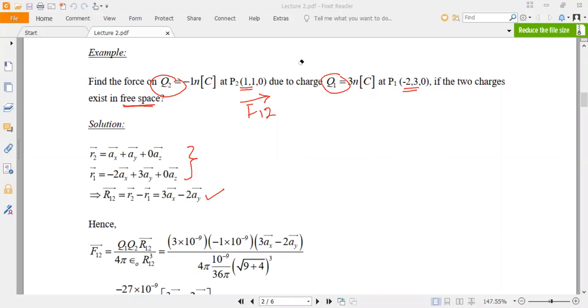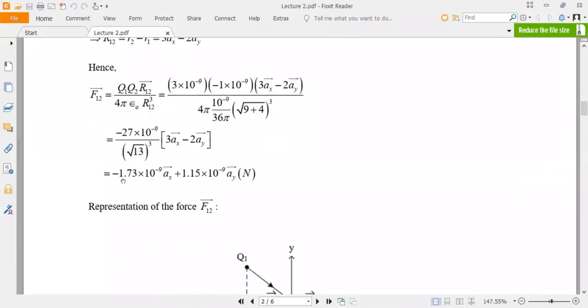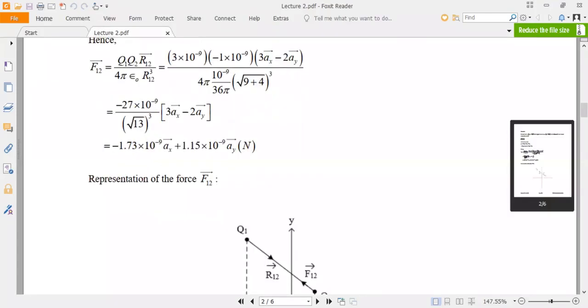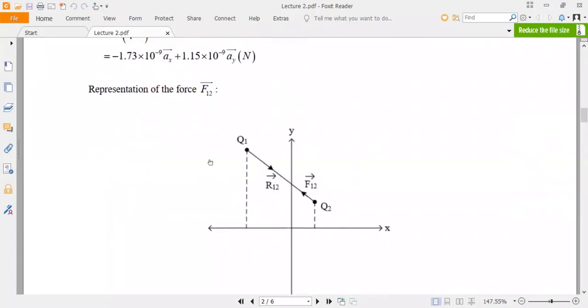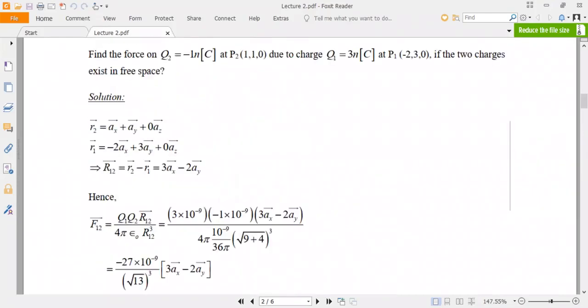What we are getting is minus 1.7 times 10 power minus 9 AX plus 1.15 times 10 power minus 9 AY. And the force is in newtons. And if you want to see its representation, it's like this, because it is easy to visualize.